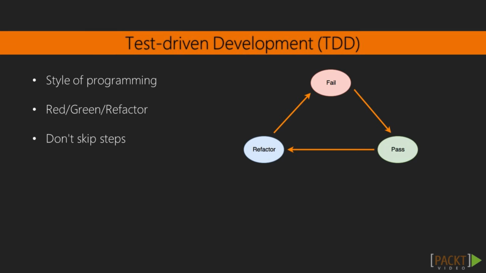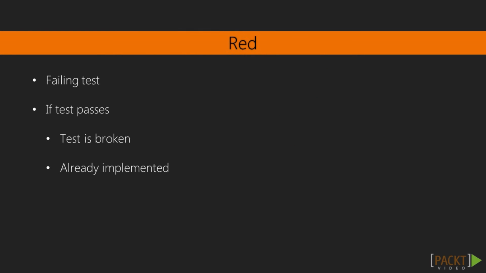Test-driven development, TDD, is a style of programming where coding, testing, and design happen in the same process. It defines the cycle where the developer writes a failing unit test, writes enough code to make the test pass, and then refactors the code. All the steps are important and should not be skipped. Writing a failing unit test makes sure that your test is correct. If the test is passing when it shouldn't, then your test is broken, or your application already has that functionality.